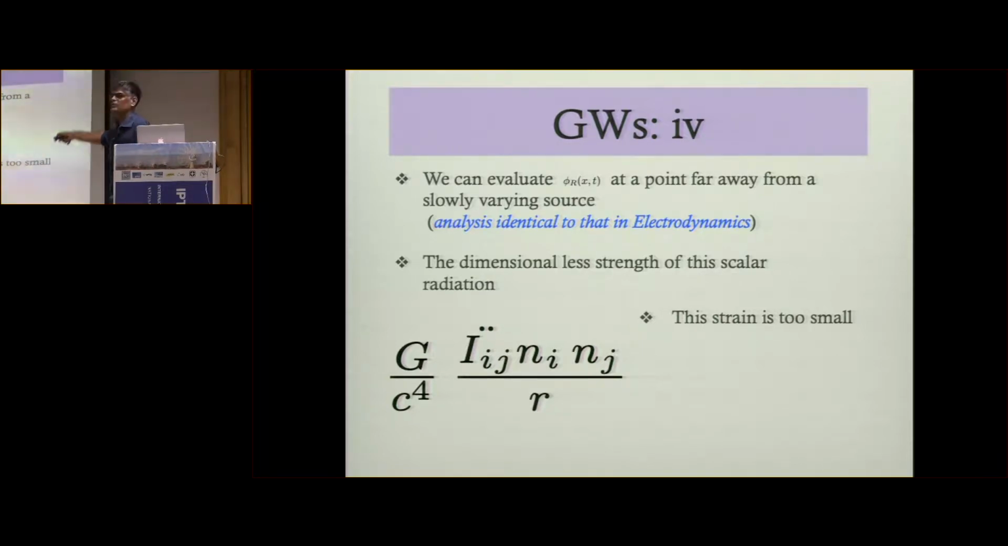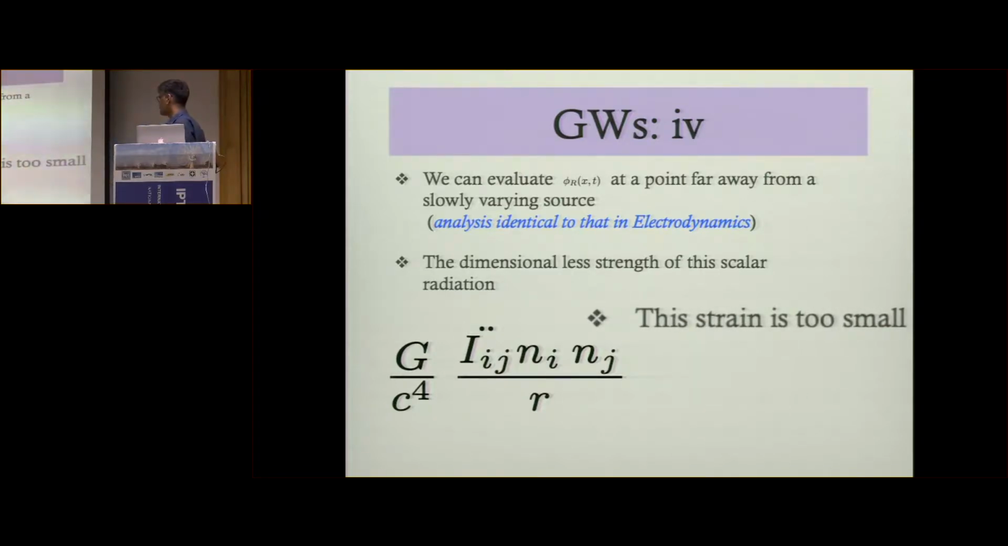So the game is to evaluate this so-called relativistic potential, which is a scalar potential, at a point far away from this source distribution. And then it's exactly like what we do in electrodynamics, in Jackson or any other standard textbook. Then you can show that there will be a scalar radiation, and I will do this step by step. That scalar radiation is essentially given by this expression. This stands for two time derivatives of the quadrupole moment. R is the distance from the source to the field point, and G and c are familiar. But if you look at this, it seems to be a very small quantity, obviously, G divided by c^4.